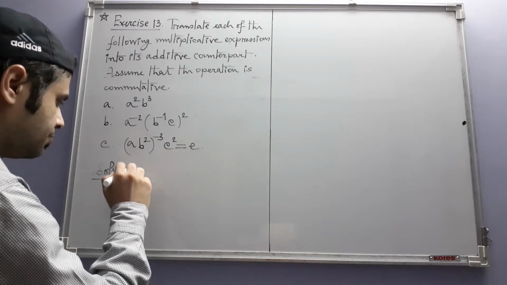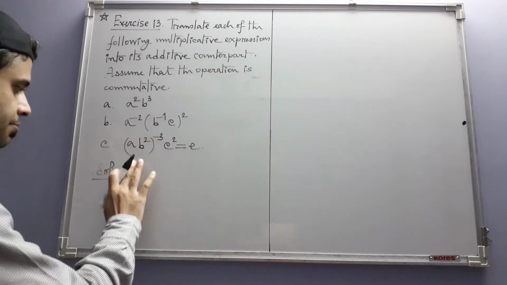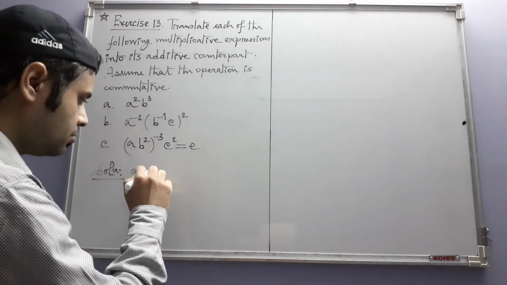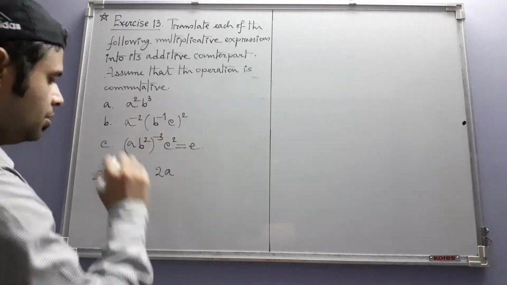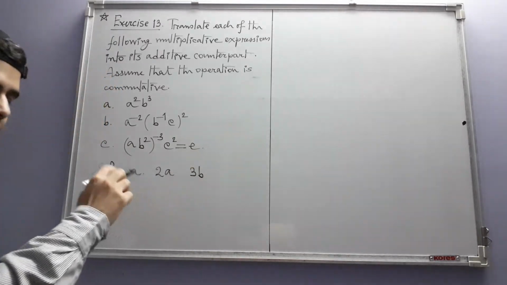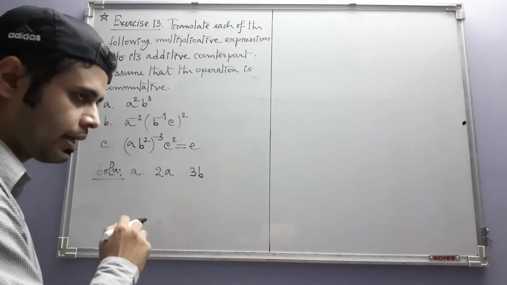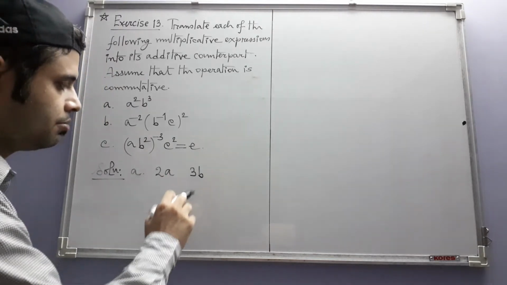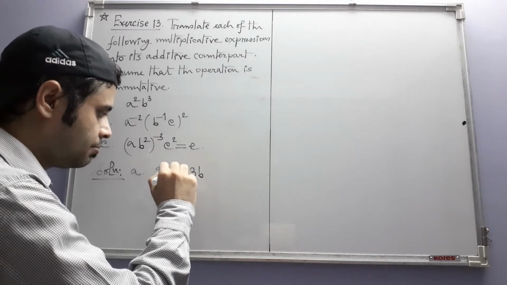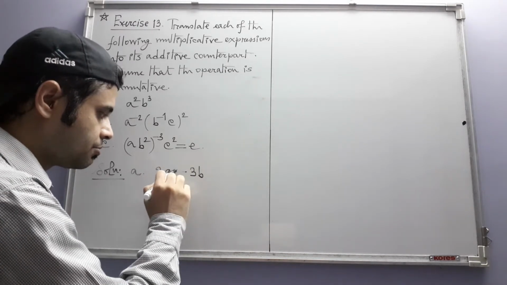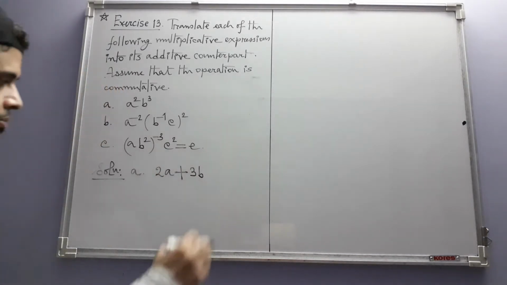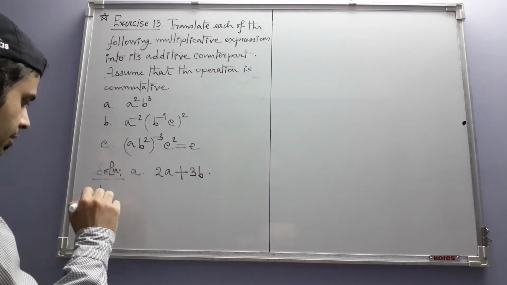So if we rewrite these expressions in additive notation, then a square will be 2a, b cube will be 3b. We already know the meanings of these things. 2a is actually a plus a and 3b is b plus b plus b, and in between them the binary operation is there, which we are now denoting using the plus symbol. So this is part A.